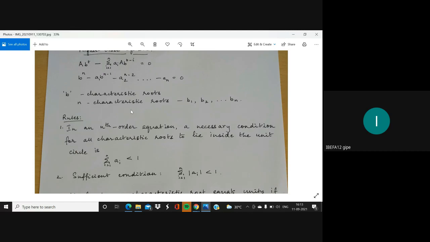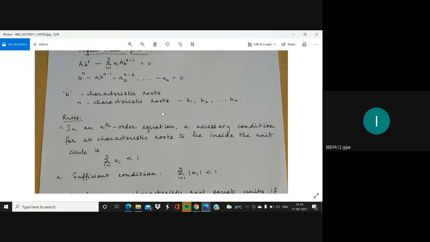So just keep in mind that this is the characteristic equation, the term you get in brackets where all the b terms are collected together. I'll correct this later when I'm sharing the notes. So you'll have n characteristic roots in an nth order equation.